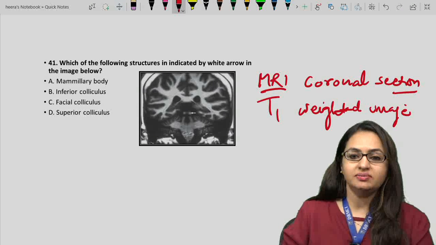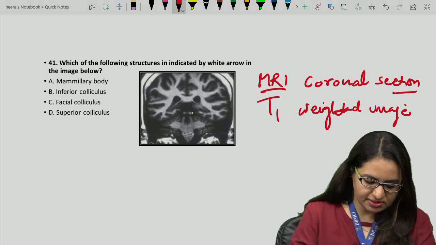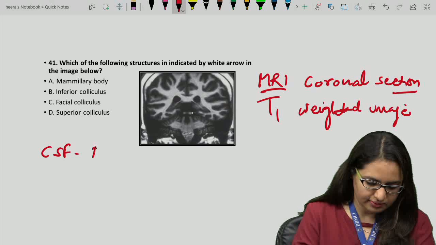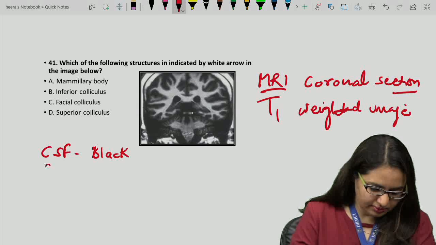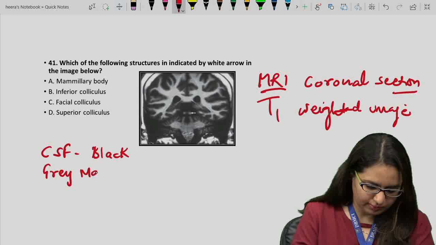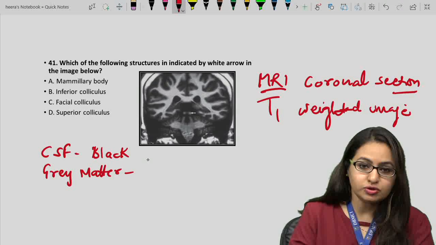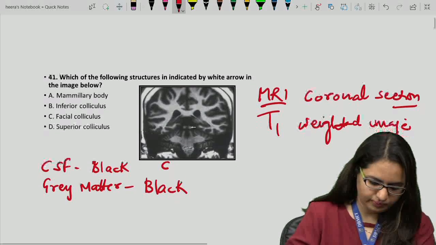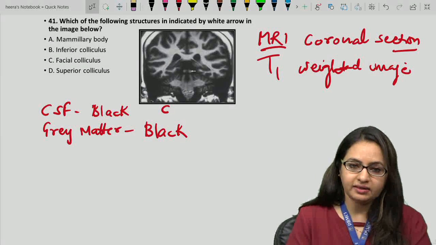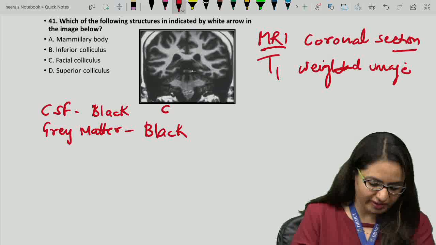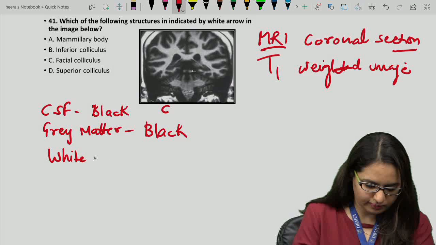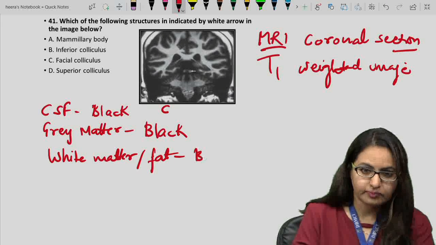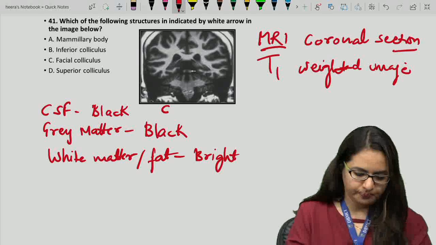When we see the T1 weighted image, the CSF is black in color, the grey matter also appears to be black in color or dark. The white matter and the fat appear to be bright or white in color.